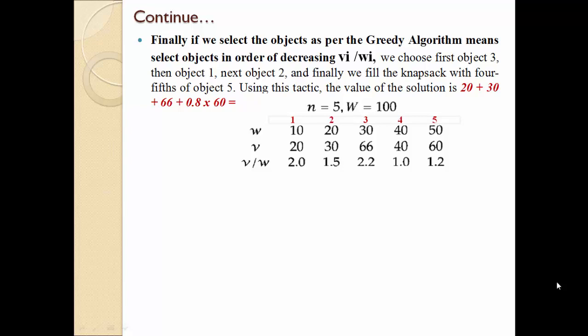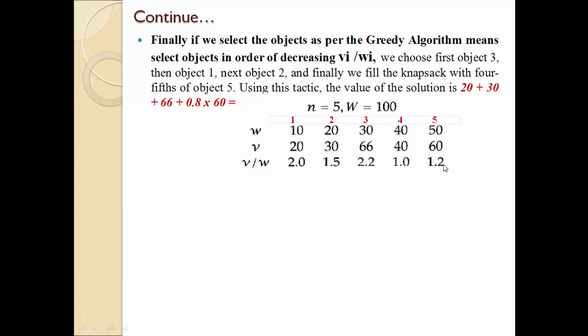Now our last option, that is our greedy algorithm. Here we will select objects in order of decreasing Vi divided by Wi. It means that we have to identify Vi divided by Wi for every object. So first we have to identify V divided by W for the first object. So 20 divided by 10, that is 2.0. Then 30 divided by 20, that is 1.5. 66 divided by 30, that is 2.2. 40 divided by 40, 1.0, and 60 divided by 50, that is 1.2.